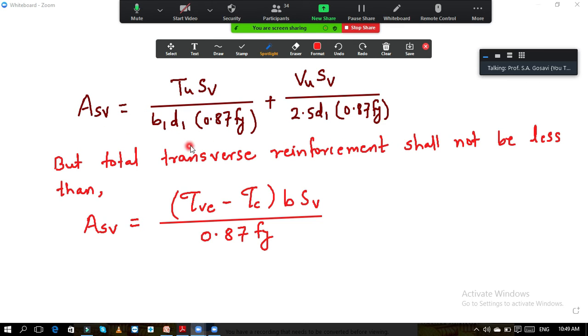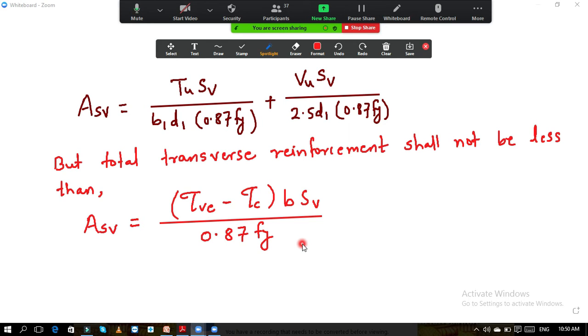But at the same time you should check that this provided transverse reinforcement should not be less than this value. So that we need to consider. We will calculate the spacing using this formula also, and the minimum value out of these two, that value we will adopt. In this way we need to design the beams for combined shear and torsion.